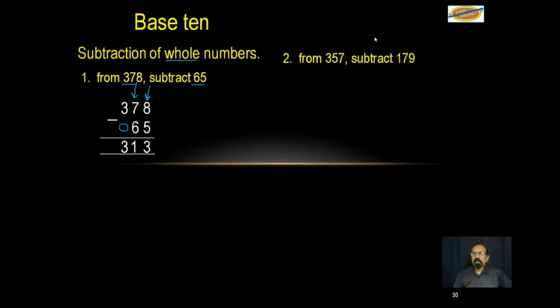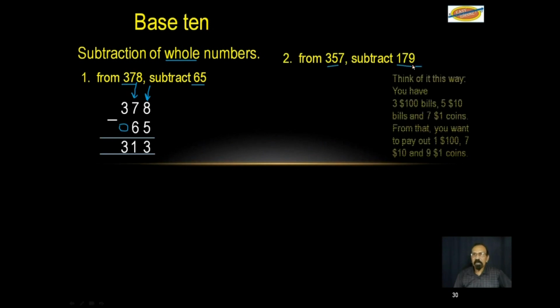Now let's look at one that is a little more difficult. From 357, subtract 179. Now think of it this way. You have three $100 bills, you have five $10 bills, and you have seven $1 coins. From that, you want to pay out one $100 bill, seven $10 bills, and nine $1. So you set it up like this.